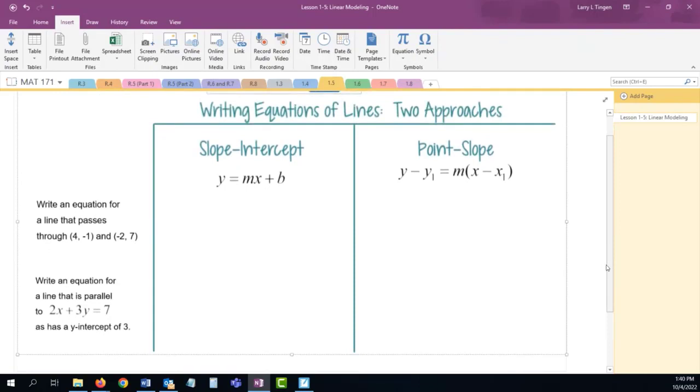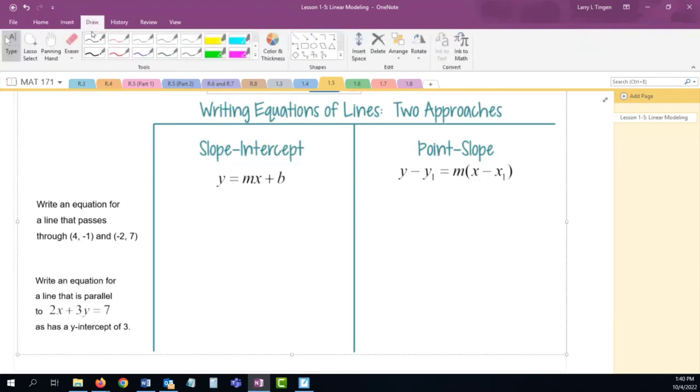So I have page 2 of the notes. We have 2 approaches to writing the equations of lines. I have slope-intercept and I have point-slope. For years, I only taught point-slope until students just got so frustrated with it that they couldn't do anything. The process didn't make any sense, or maybe it just kept leading to the wrong answer. So I brought in the point-slope and the slope-intercept form.